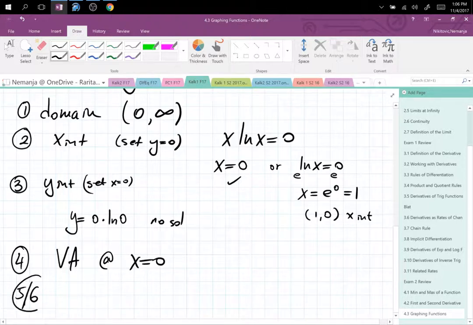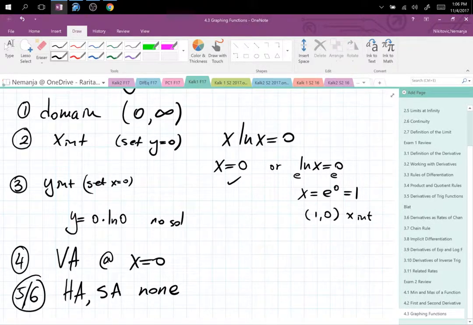Numbers 5 and 6, HA and SA, none. We know that polynomials, x, x squared, x cubed, x to the 100, don't have any asymptotes. And ln has only a vertical asymptote, so you can't come up with a slant or horizontal one.